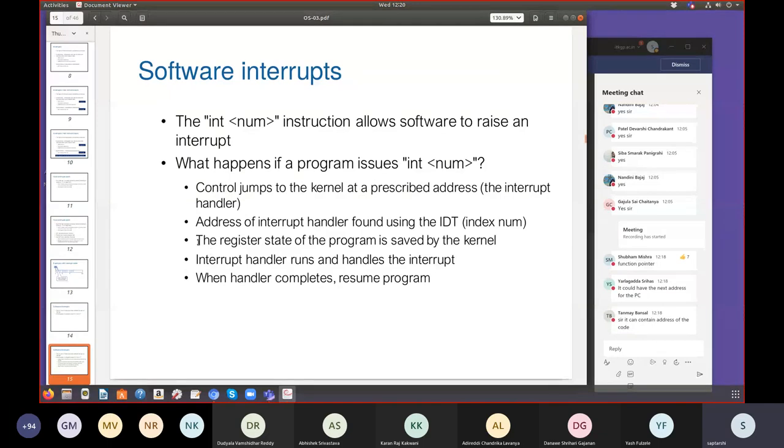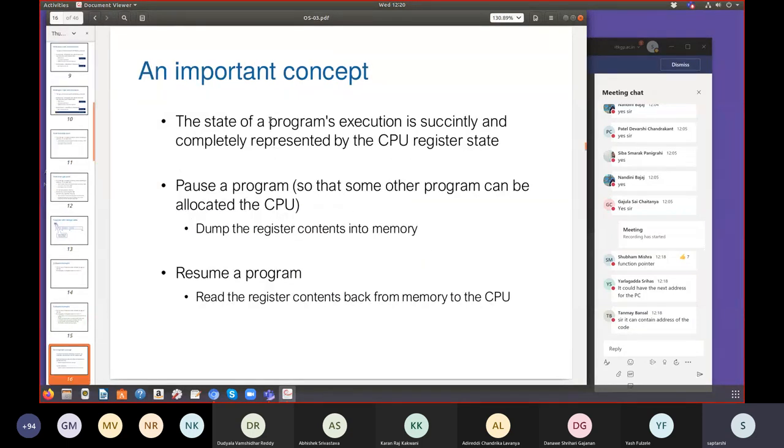By the way, so how is it done? This is the answer. The register state of the program is saved. Right. So this is an important concept, so important that we have a separate slide for that. The particular state that a program is in now is succinctly and completely represented by the CPU register state. Right. So if you think what state is a program in now, the answer is the CPU register state. All the CPU registers, whatever value this program has stored in the CPU registers, that represents its state.